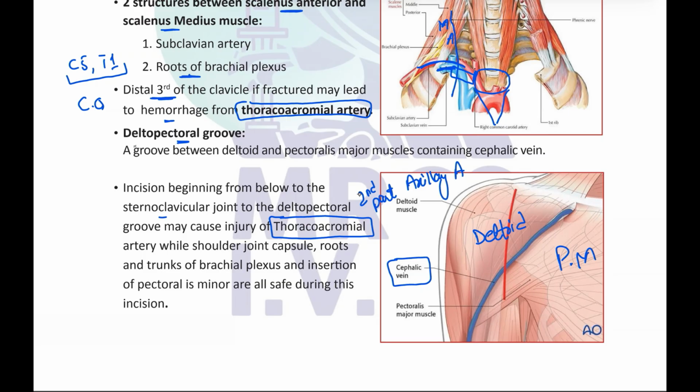Now, while this is going to be damaged, the shoulder joint capsule, the roots and trunks of the brachial plexus and the insertion of pectoralis minor will all be safe during the incision. So basically, these are the different MCQs which have been tested in different exams, and they are added in a single file in a very precise sequence along with the diagrams to help guide you with the concepts, what type of relationships are usually tested on the exam.